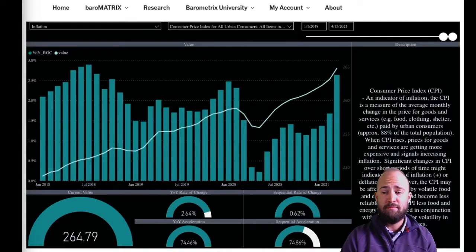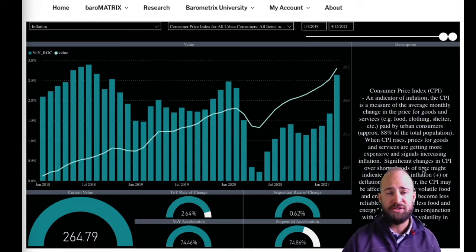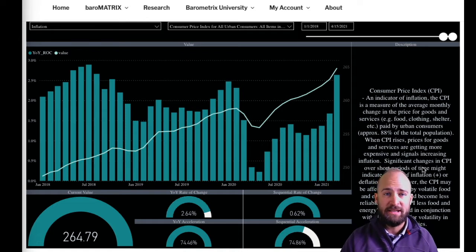So on Wednesday, March 2021's CPI data was released. Again, CPI stands for Consumer Price Index. It's an indicator of inflation. It's a measure of the average monthly change in the price for goods and services paid by urban consumers. So it basically is a measure of the cost of things that we need and the change in those costs, right? So in a sense, it's a measure of the purchasing power of the dollars in your pocket.